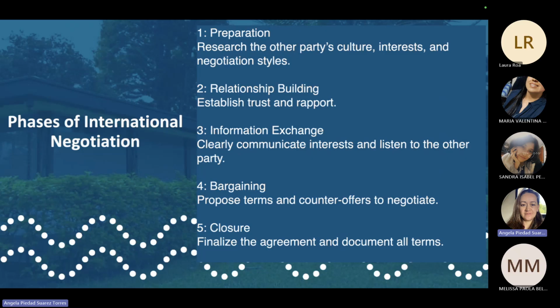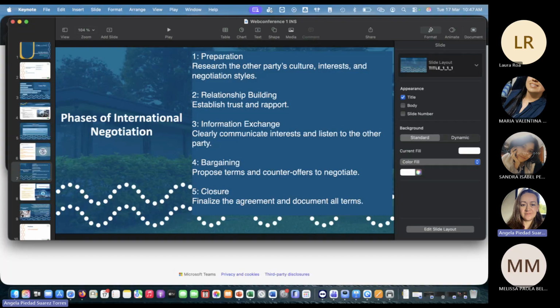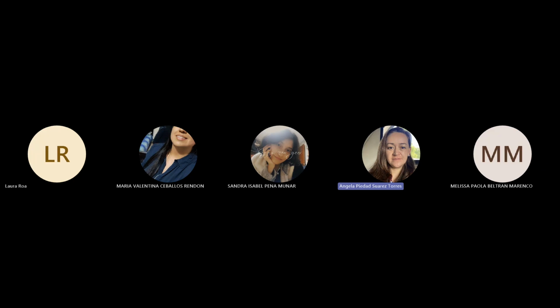And then you need to get to know a lot of elements of culture, interests, and negotiation styles. So those are elements that you have to be aware of, to know, and to take care of in the process of negotiation. I would like to know if you have any doubts, any troubles, if you have a clear idea of the subject.